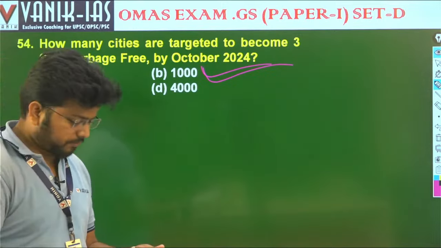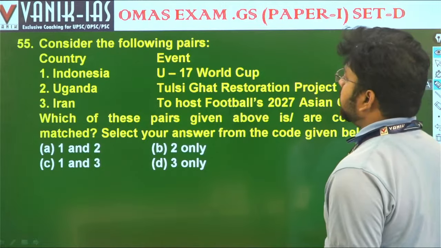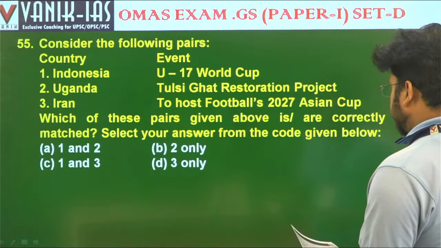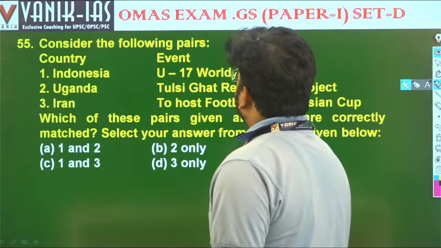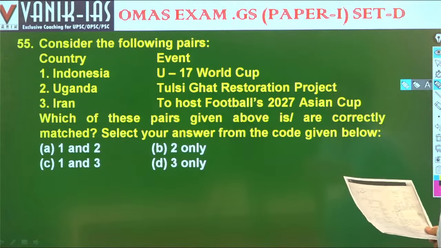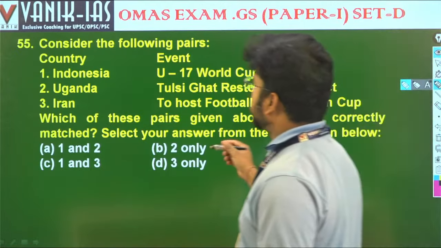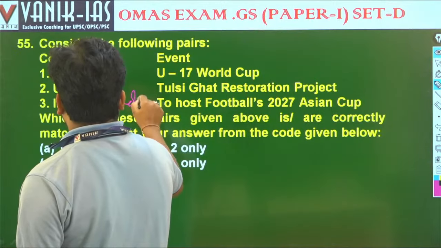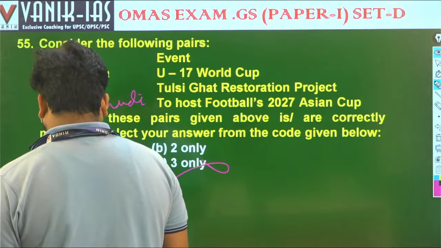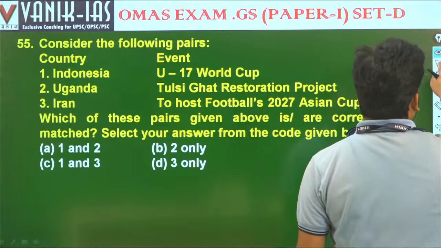Next question. Question number 55. Indonesia, the Under-17 World Cup, Uganda, the Tulsi Ghat Restoration Project, Iran to host the 2027 Asian Cup. The question is about Iran, but it is actually Saudi Arabia, not Iran. It is Saudi Arabia. So the third option is wrong, and here one and two are the answers. This is directly from current affairs.